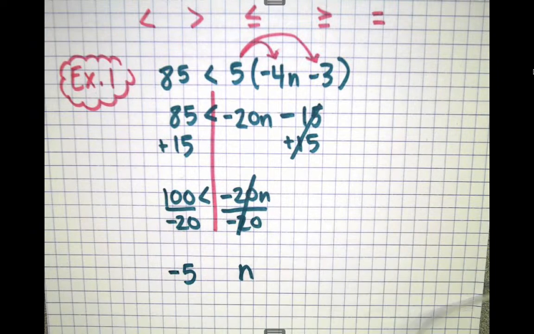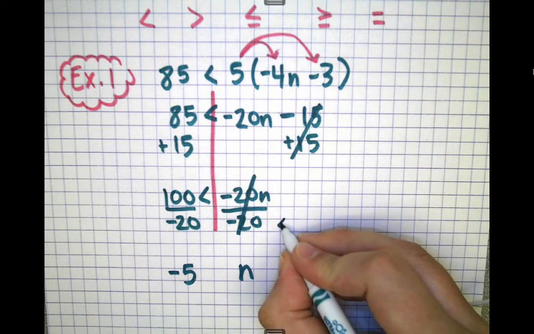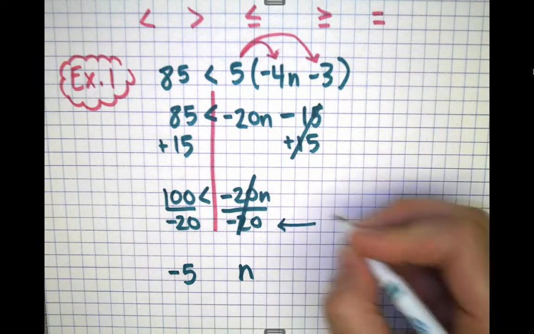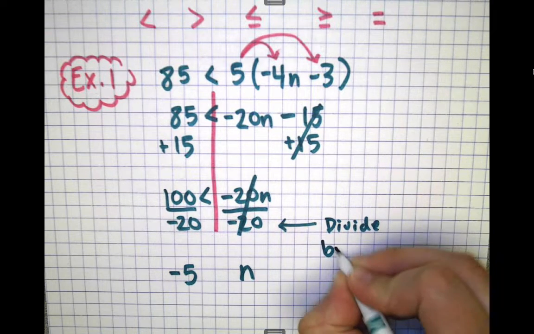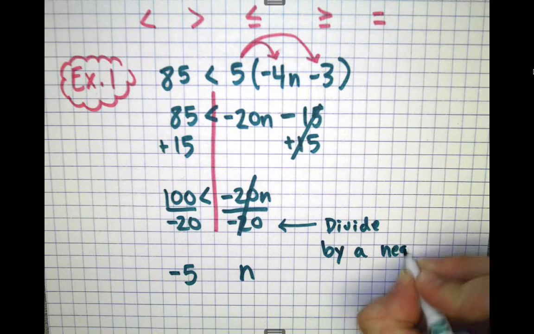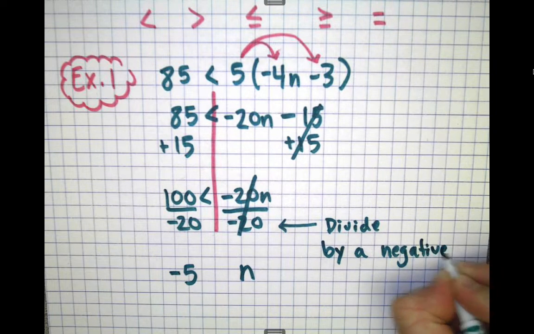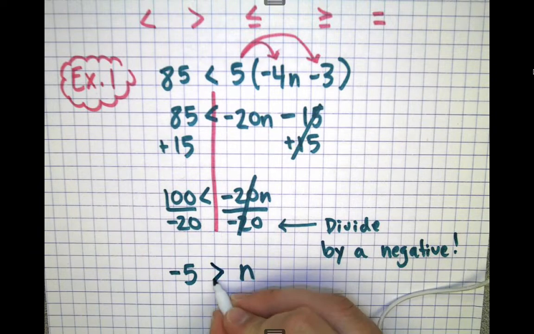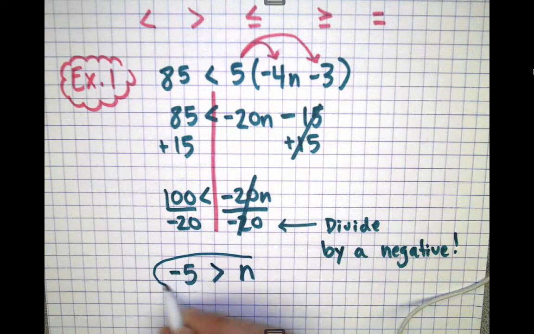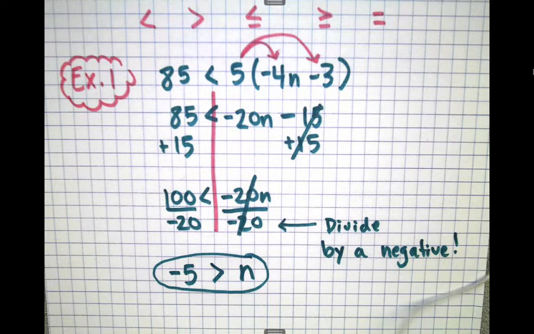But I also see we just divided by a negative number. Remember what happens when you divide by a negative number. When you divide by a negative, what do you have to do with the sign? You got to flip it. This is a flip the sign problem. So we're going to flip the sign this direction, and this is going to be our solution.